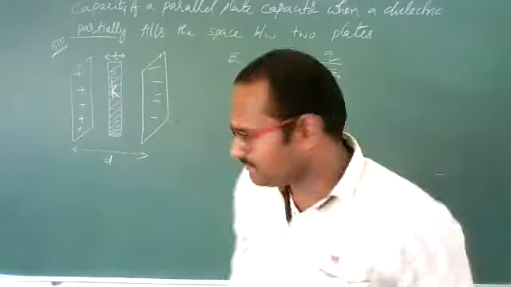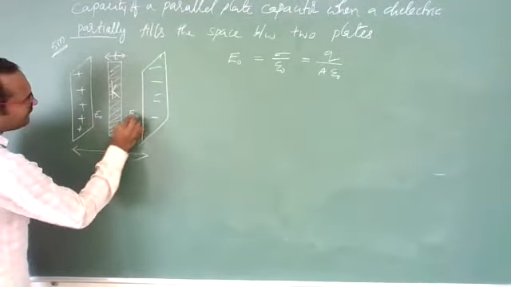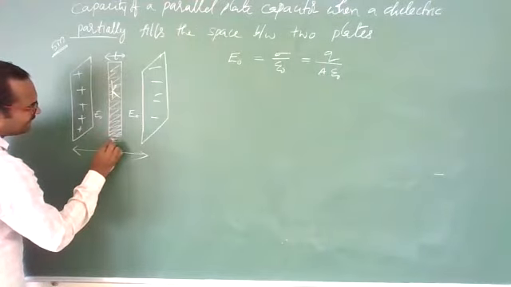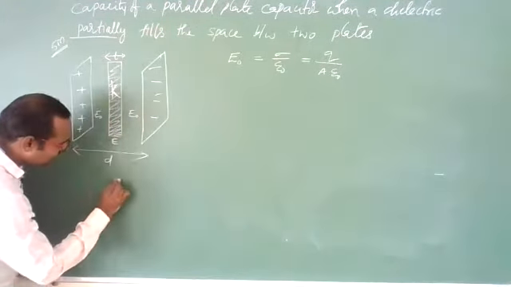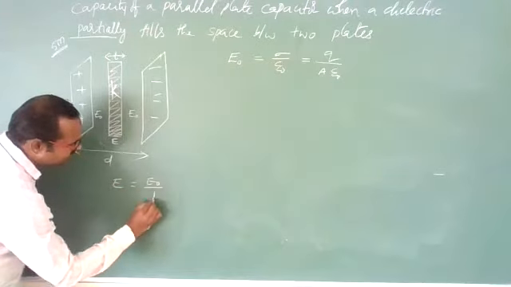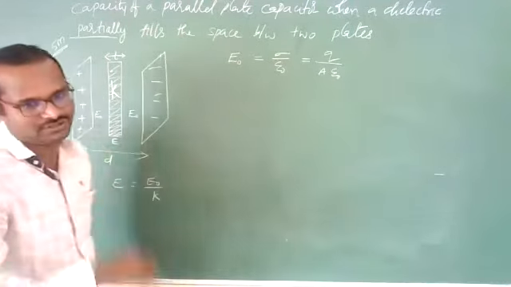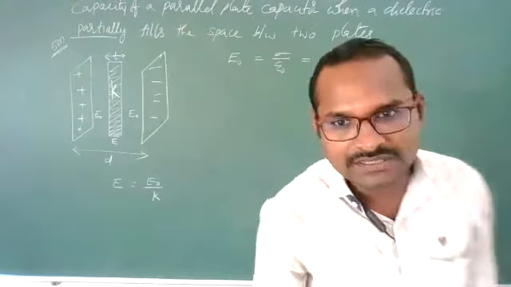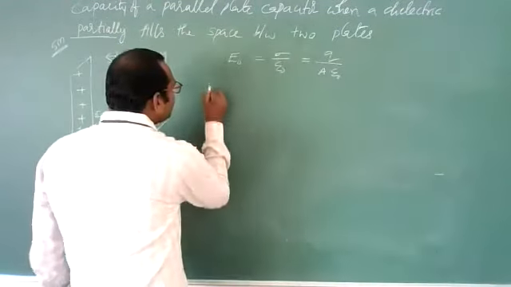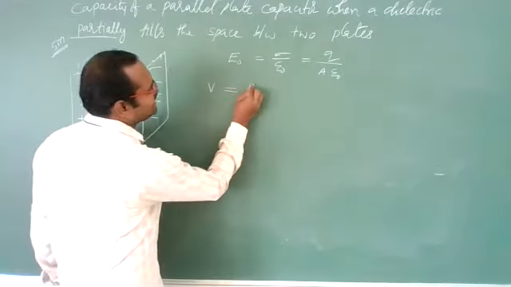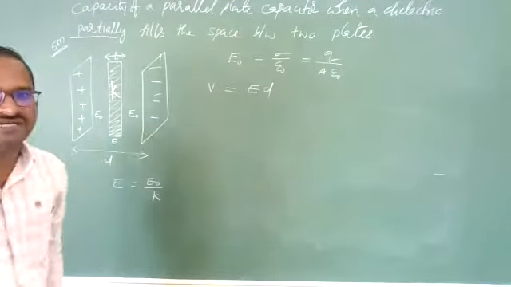That means here the E naught electric field is there, but here a different electric field E is there. That electric field E is nothing but E naught by K, as you know. The electric field in a dielectric material is E naught by K due to its dielectric constant. As we know, the potential between these two plates can be written as electric field into distance, but two different electric fields are there.